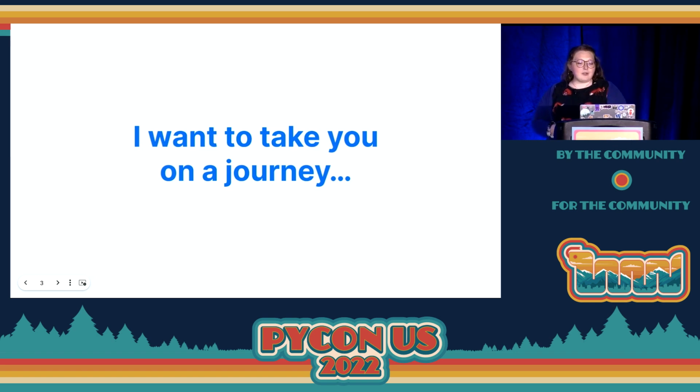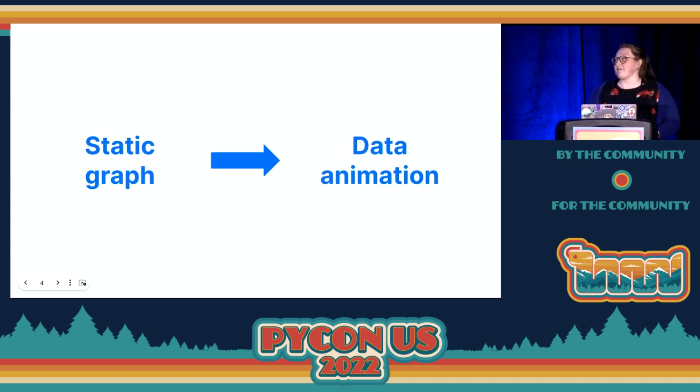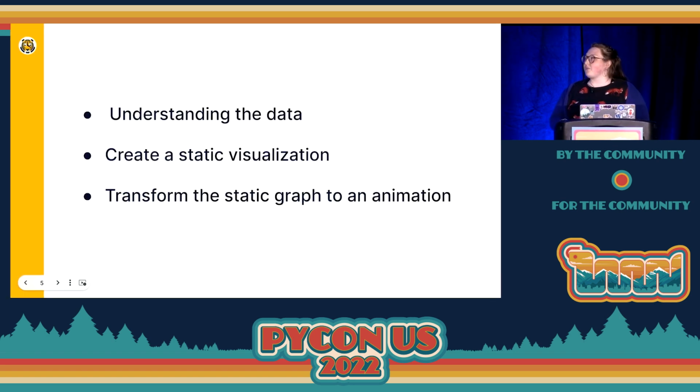So I want to take you on a journey, and unfortunately not a hobbit's journey, because that would be awesome, but my journey from taking a static graph and transforming it into a data animation. On this journey, this is the setup and the path that we're going to be following. First, before we can really visualize any data, we have to understand the data and actually grab the data. Then we'll look at creating a static visualization. And then the last thing we'll look at is transforming that static visualization into a data animation.